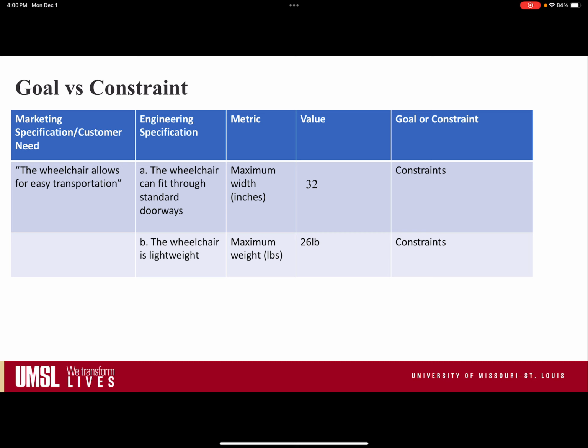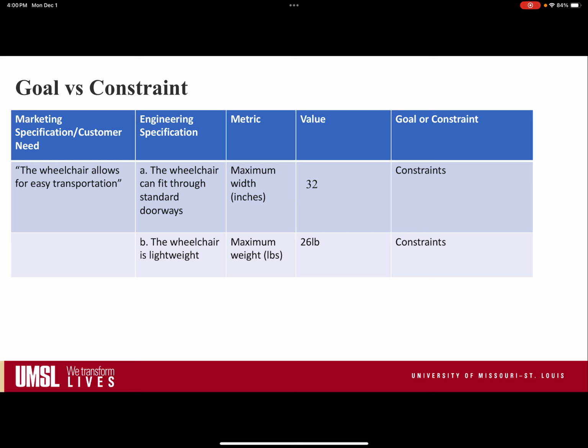We do not want to be larger than 32 inch in width, because even if it's 33, it's not gonna fit. So it's the constraint. And it's not a goal. We are not trying to minimize the width, because it needs to be comfortable. Somebody needs to be able to sit there.